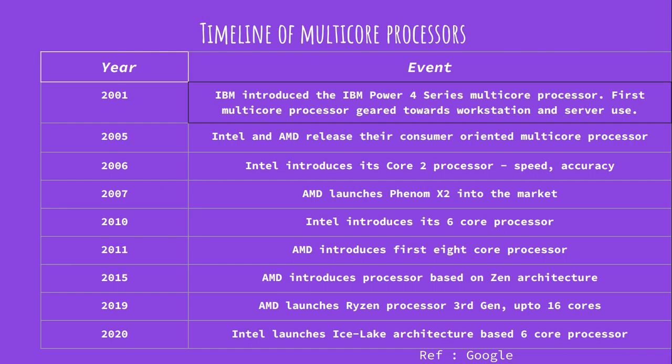In the year 2010, Intel introduced its first 6-core processor, the i7 series. In the year 2011, AMD introduced the world's first 8-core processor, the AMD FX 8150. In the year 2015, AMD introduced the first processor based on Zen architecture. In the year 2019, AMD releases the third generation of Ryzen processors, which had up to 16 cores. In the year 2020, Intel releases the first processor based on Ice Lake microarchitecture, which had up to 6 cores.